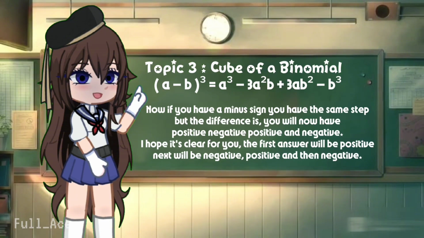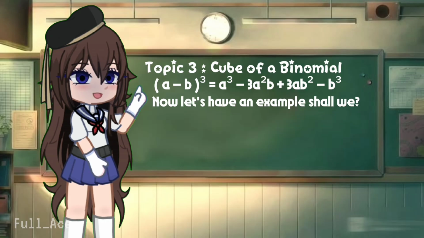Now, if you have a minus sign, you have the same steps, but the difference is the signs will now be positive, negative, positive, and negative. I hope it's clear for you. The first term will be positive, next will be negative, positive, and then negative. Now, let's have an example, shall we?